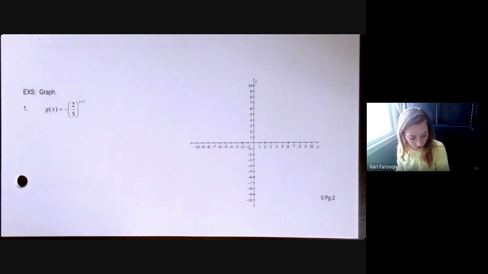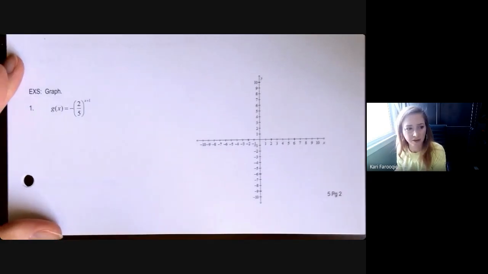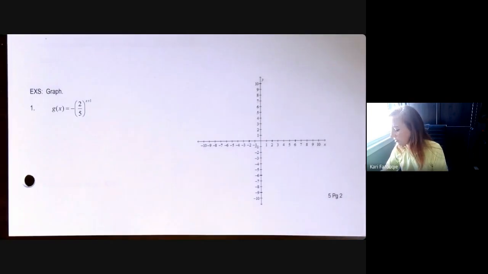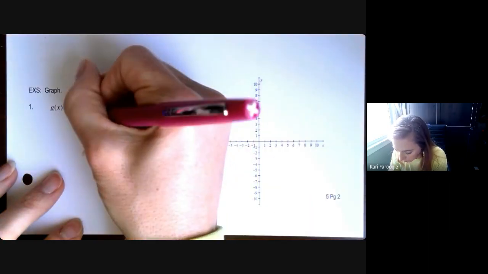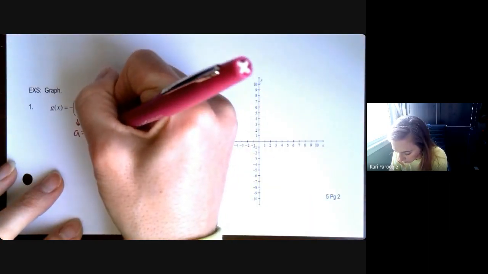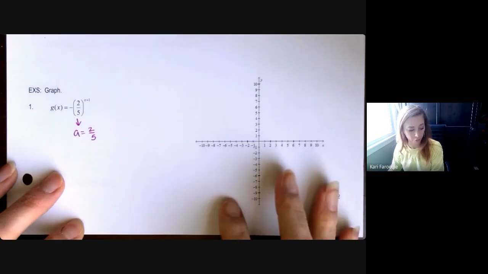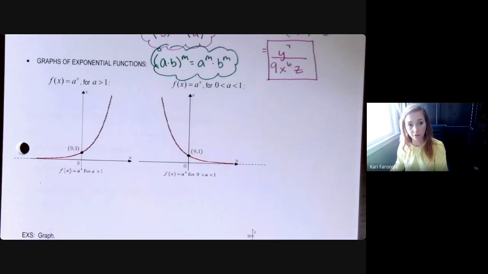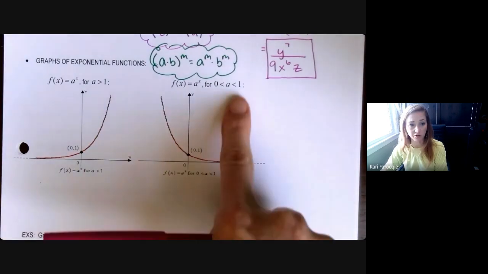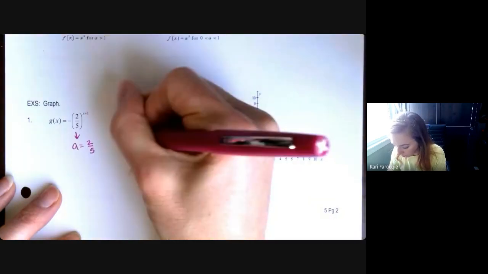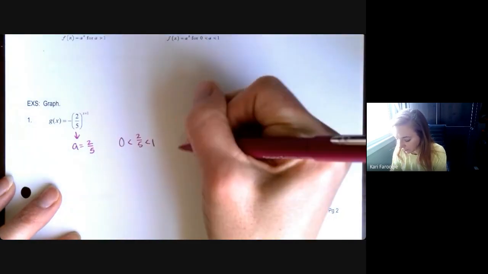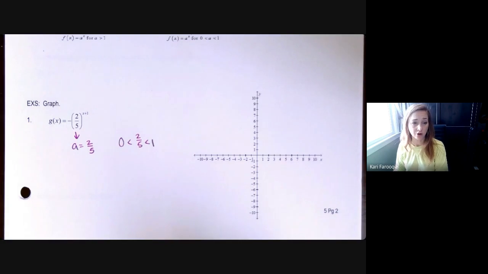But I think it's important to look at a couple of these graphs. So let's think about this in terms of the transformations that would occur to your function. We're talking about a base of 2/5. So in this case, you would say that a equals 2/5 if you're comparing it to the general view above of what these graphs would look like. It would be this case because 2/5 is between 0 and 1. So that's what you'd be looking at for the general shape of this graph.